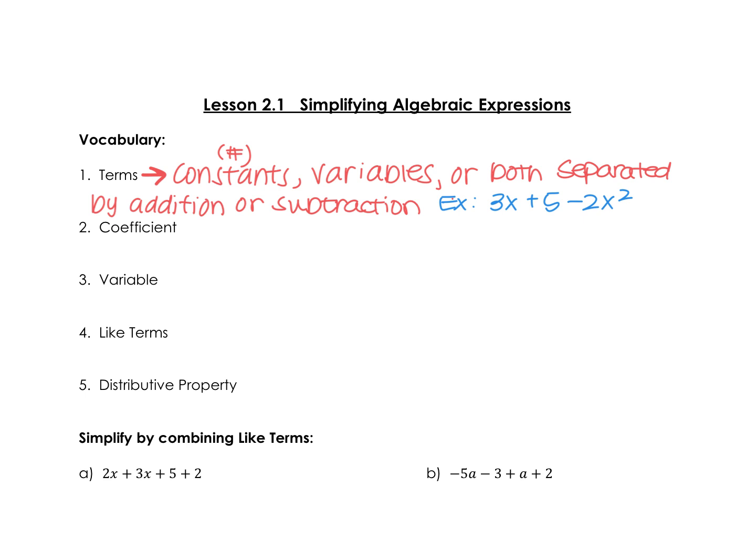So 3x is a term, 5 is a term, negative 2x squared is a term. Does that make sense? So everything separated by addition or subtraction are different terms. Next is coefficient. A coefficient is a constant or a number. Constant and number are the same thing. In front of a variable.